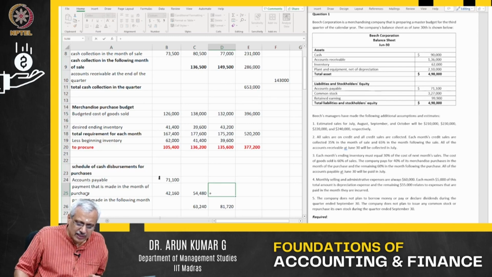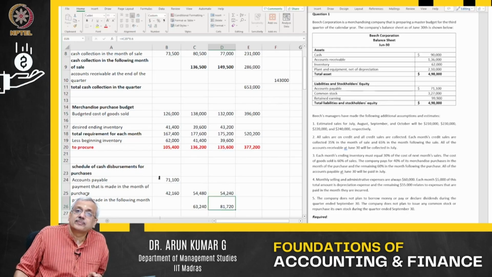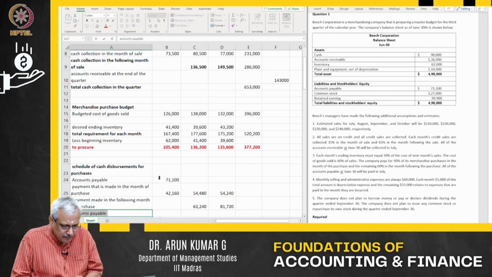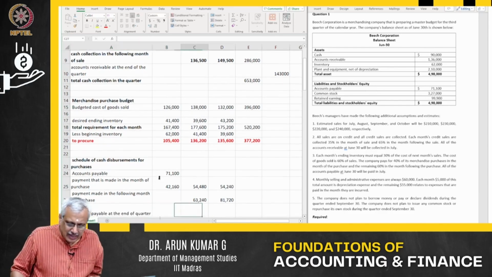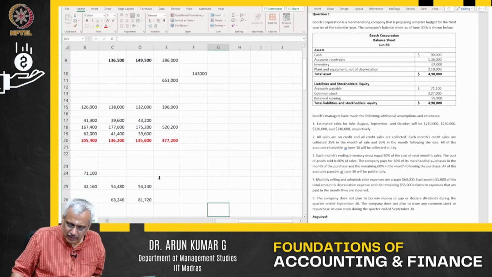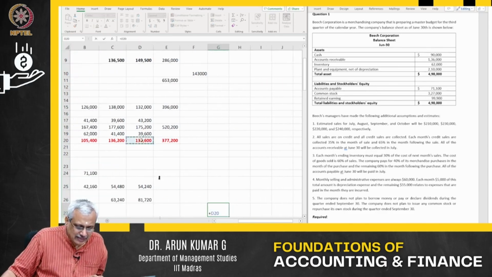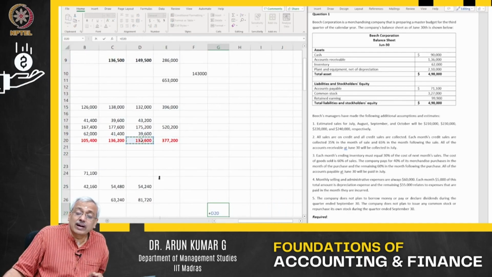For the month of September, what is the purchase? Procurement. This is the procurement. What is the payment made? 40% of it. So, what is the total payment I have yet to make? That is accounts payable at the end of the quarter. Accounts payable at the end of the quarter is what? This is the total purchase in the month of September. 60% of it I am yet to pay.